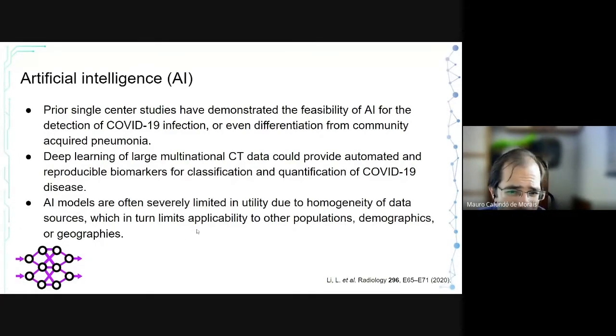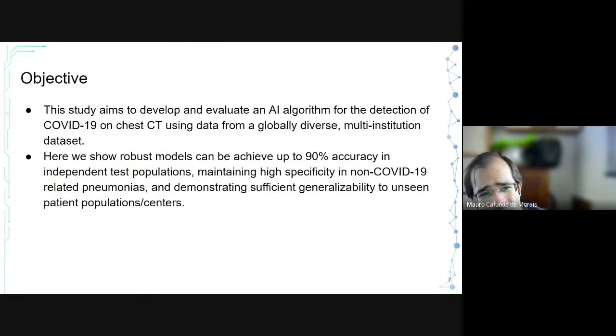Of course, artificial intelligence models are limited by the homogeneity of data, right? That was one of the first things that I mentioned before. So given that, the objective of the study is to develop and evaluate an algorithm for the detection of COVID on chest CT using data from a globally diverse population. This is awesome because they have data from several hospitals around the globe using multi-institution datasets, and they provided a good accuracy of the model, right? Testing on independent populations, that's the major result they got.